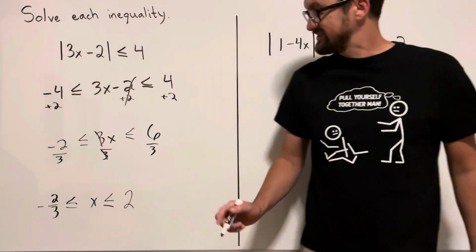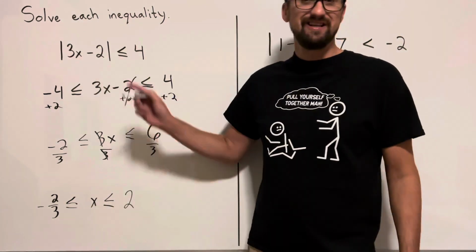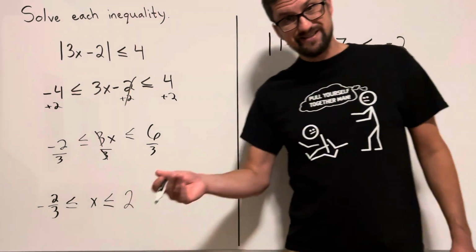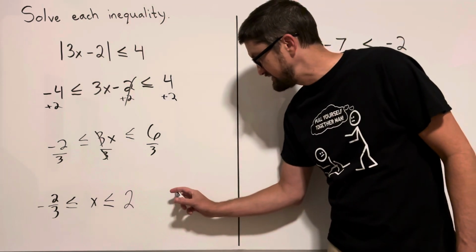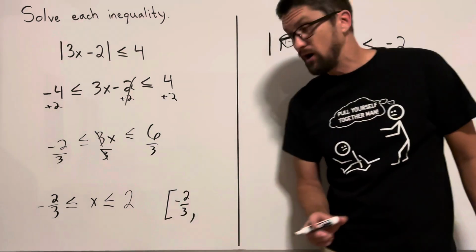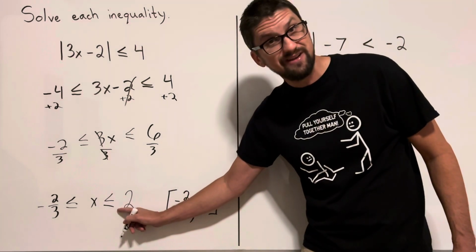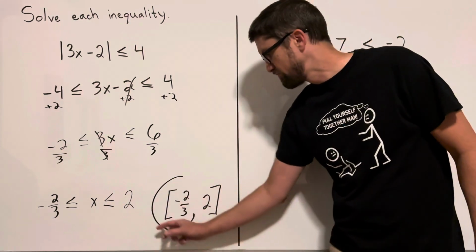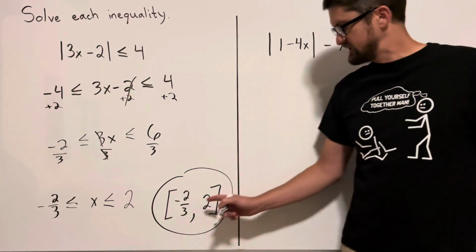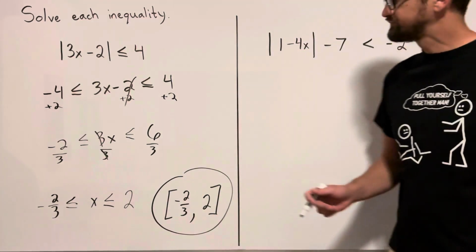So now we solve for x. As long as x is between -2/3 and +2, it's going to make this inequality true. And since the endpoints are included, if you need to write this in interval notation, you're going to use a square bracket, -2/3, comma, and then 2. And then another square bracket since the 2 is included. We have an equal sign with the inequality. So this is going to be the solution to the first one. As long as x is between -2/3 and +2, including those endpoints, it's going to work.